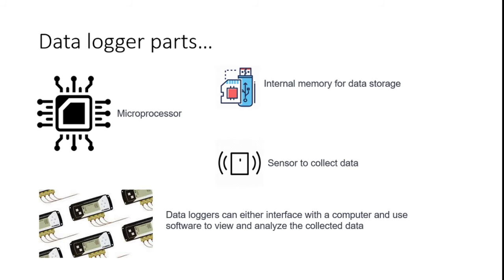Now the data logger parts. Generally it has a microprocessor. Why do we need a microprocessor? The microprocessor has internal memory for data storage, and the device also has a sensor to collect the data. Data loggers can interface with a computer and use software to view and analyze the collected data, so the data logger is used to collect and analyze the experimental data. So we incorporate both things, analysis and sensing of the physical system.